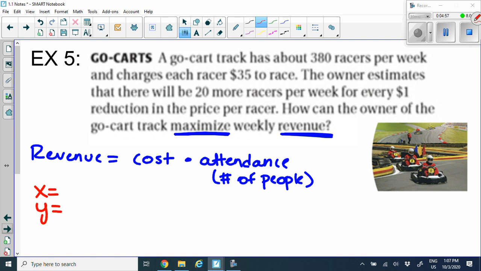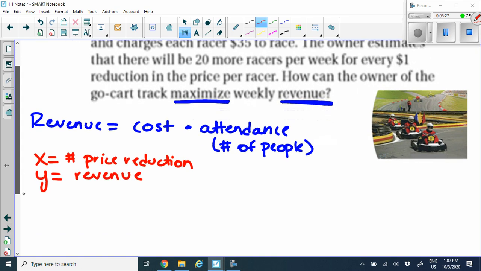Okay, x. We got to think, what is constantly changing? In this case, what will change is the number of reductions. So if we reduce the price once, that's going to change something. If we reduce the price another time, and a third time, and a fourth. So the number of price reductions will be our x. Well, y, of course, that's going to be our end result. That's going to be our revenue.